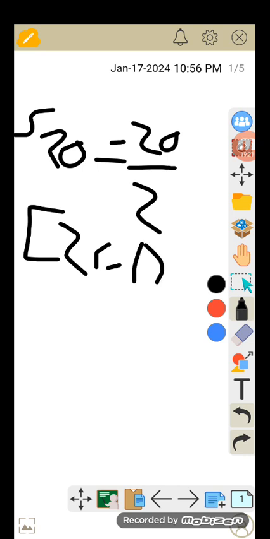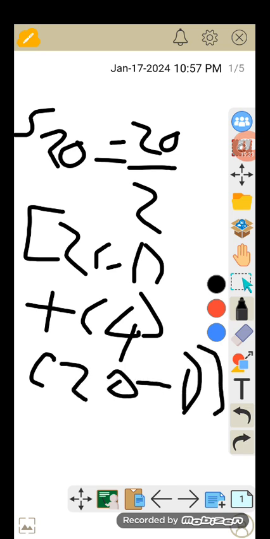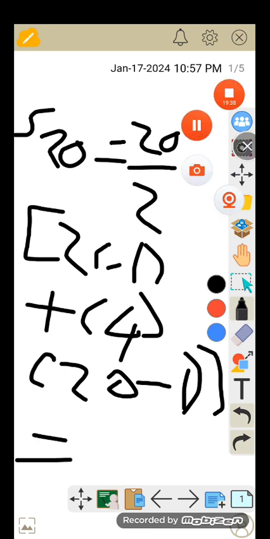Like this, right? Plus d. My second difference, it is 4, right? Multiplied by 20 minus 1, like this. Then I'm going to press my calculator. Let me press my calculator for a moment.